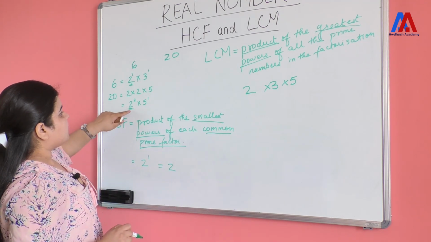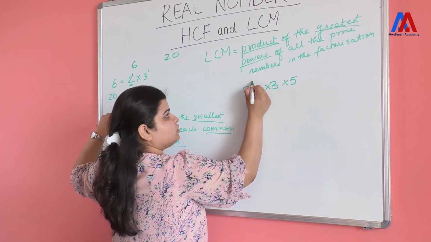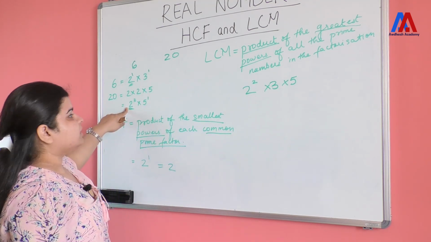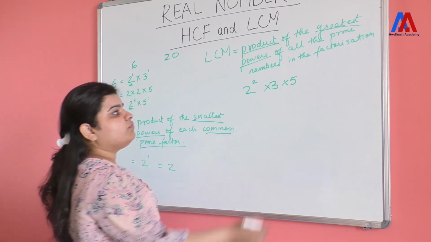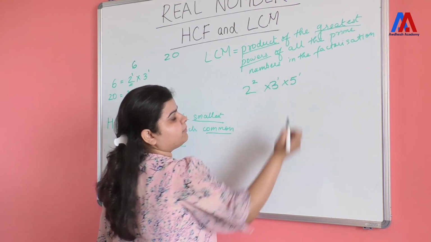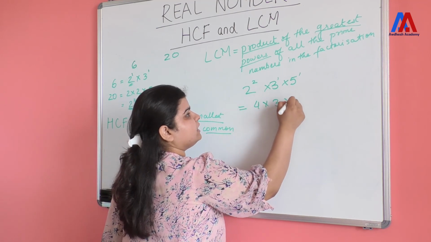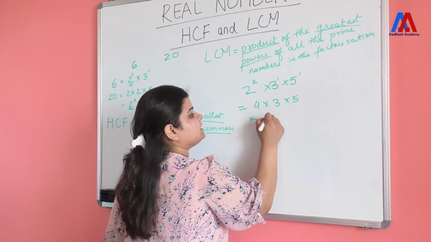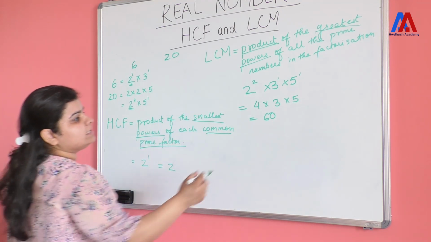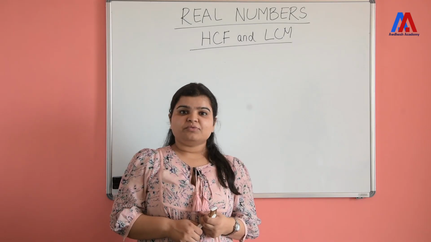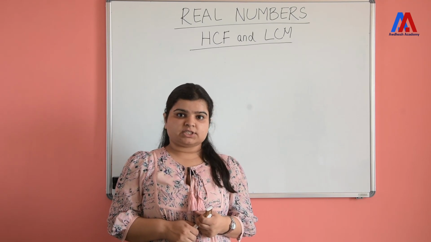Now the greatest power of 2 among 1 and 2 is 2. So we'll have 2 raised power 2 here. 3 has a power 1 and 5 also has a power 1, so we may or may not write 1 here. So this comes out to be 4 into 3 into 5, which is 60. So the LCM of 6 and 20 is 60. So we have learned to find the HCF and LCM of given two numbers using the prime factorization method.